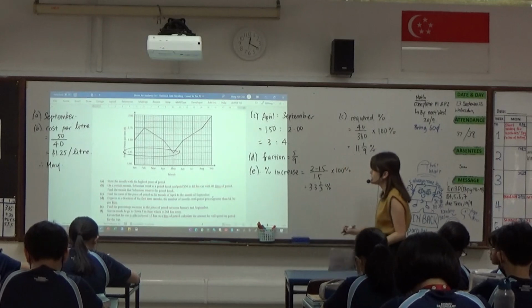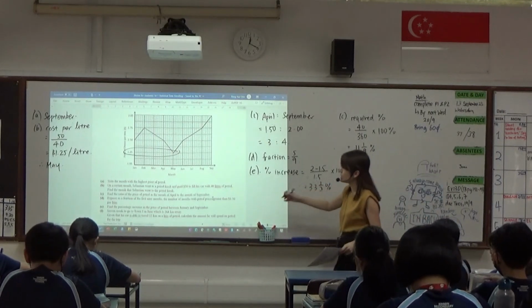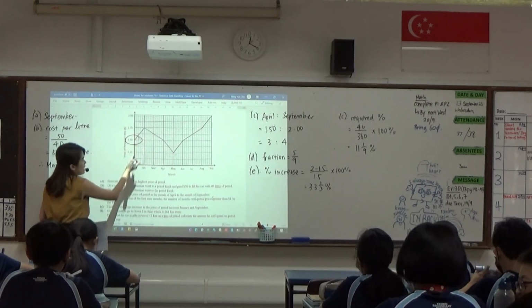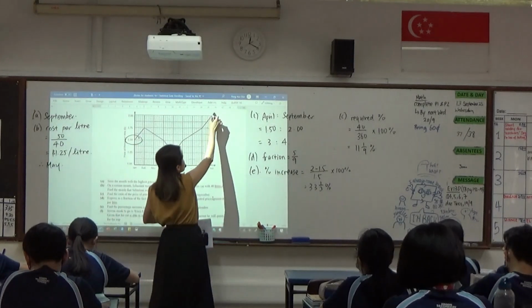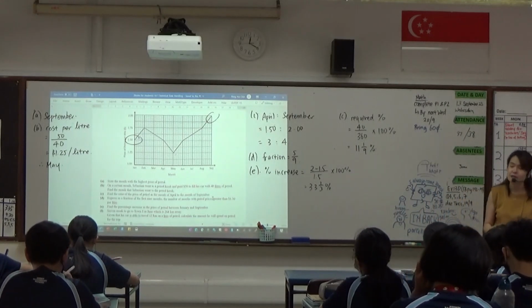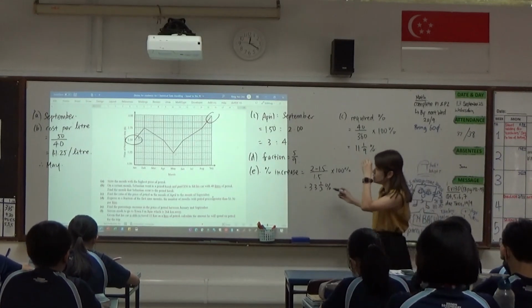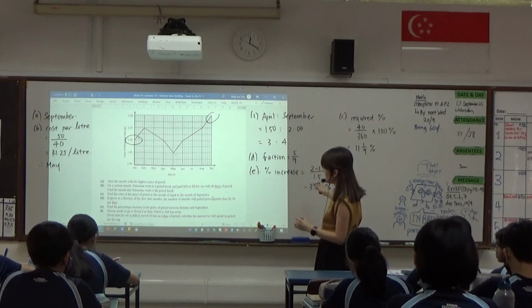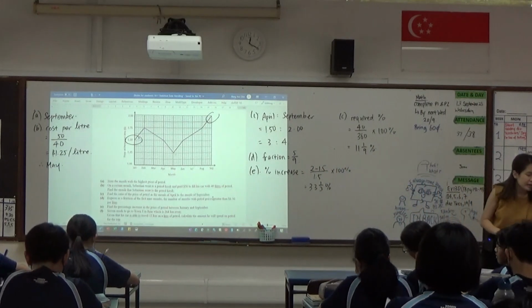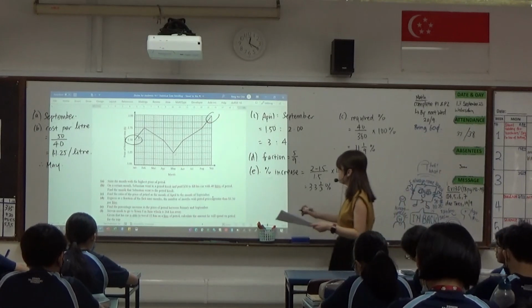Okay, so the percentage increase from January to September. January we have $1.50, and in September it is $2. So the difference is 2 minus 1.5, which is 0.5, out of the original, which is January's 1.5. Then part F, the final question.